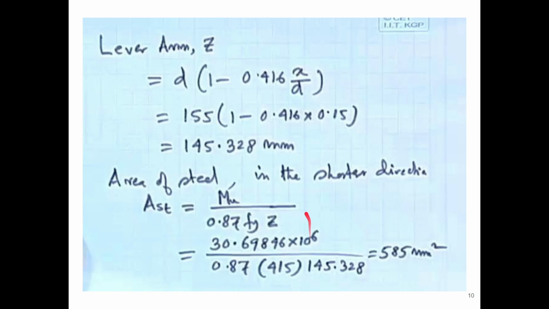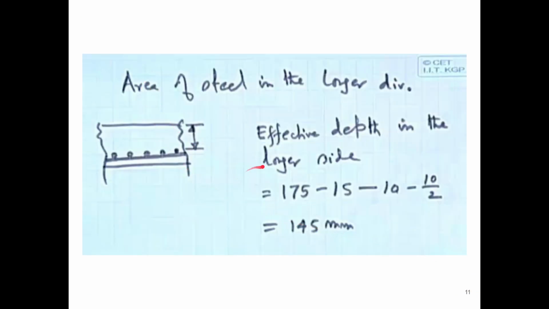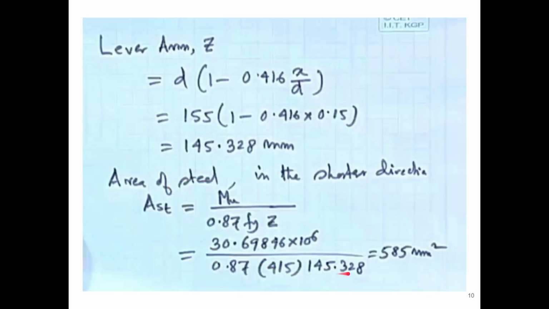So this is similar to the beam criteria, right? The formula is basically the same. So Mu, as we all know, came to be 30.69846 into 10 to the power 6, Fy is 415 and Z is 145.328. Putting the values, we get the Ast value as 585 millimeter square. So that is the area of steel in the shorter direction, in the transverse direction.